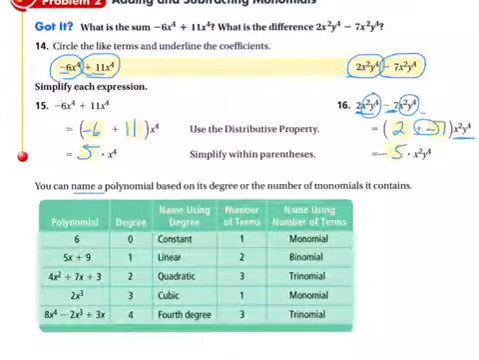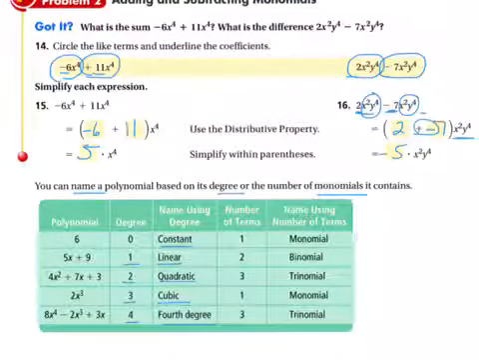Now, we have some names that we base on their degree and the number of monomials it contains. If it has a degree of 0, it's called a constant. A degree of 1, it's linear. 2, it's quadratic. 3, it's cubic. And 4 is 4th degree. That's one of the adjectives we use.